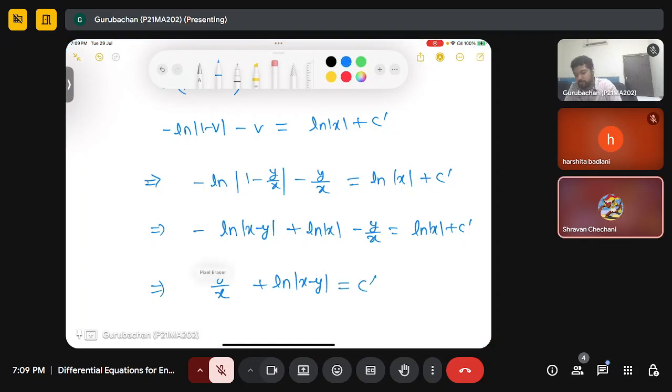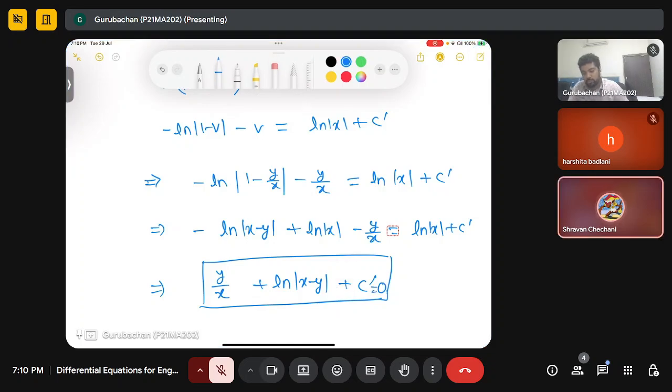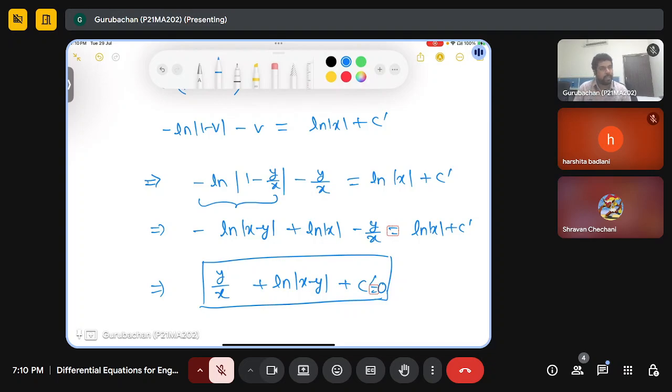Yes, sir. Yeah, you are correct. I hope we have not made any kind of calculation error. Sir, I think in the last second step you have written ln mod x two times. No, observe from here. Here it will be x minus y divided by x, correct? Okay, sir. Okay, understood.